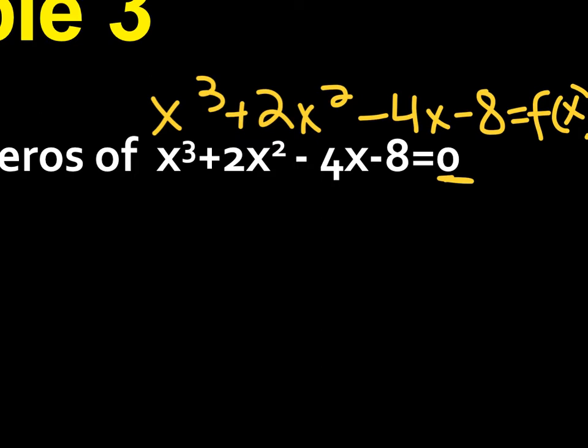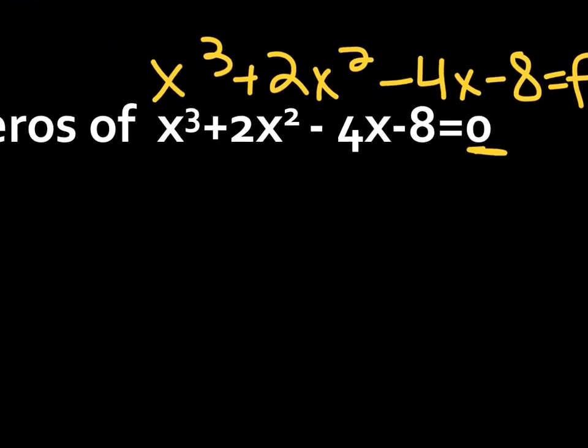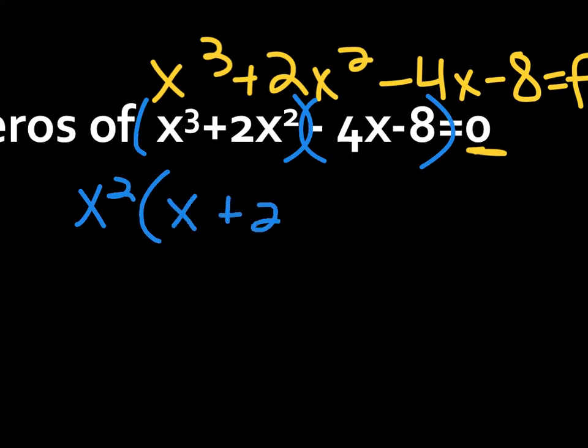So what do we do when we have 4 terms? Group them. So I'm going to group these two together, and these two together. What can you do with the first set of parentheses? Take out an x squared. What can I do with the second set of parentheses? Yeah, you can take out a 4, or a negative 4. Let's see what happens if I take out a 4. Then I get negative x minus 2.